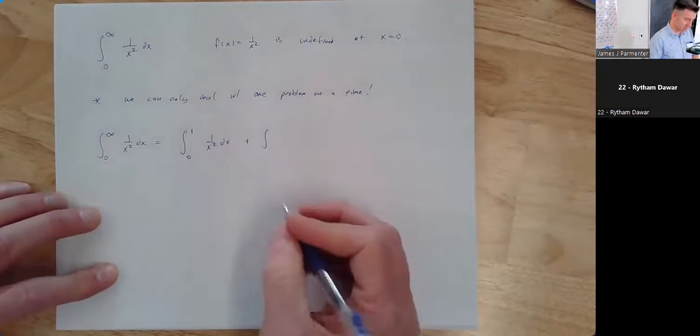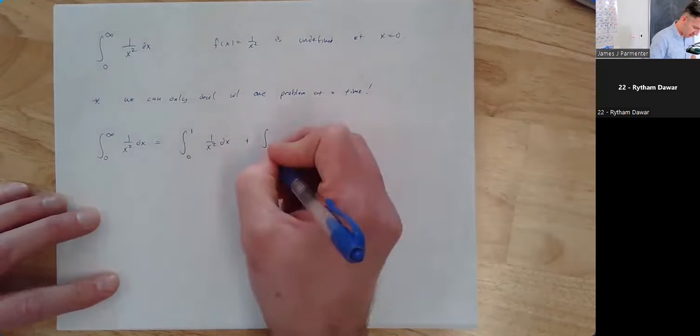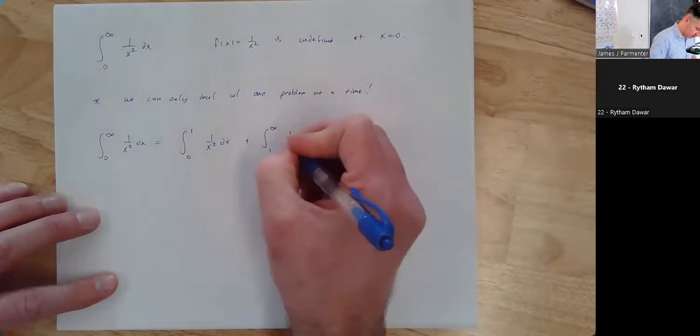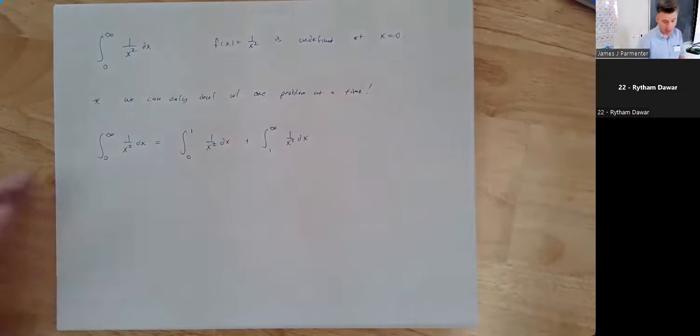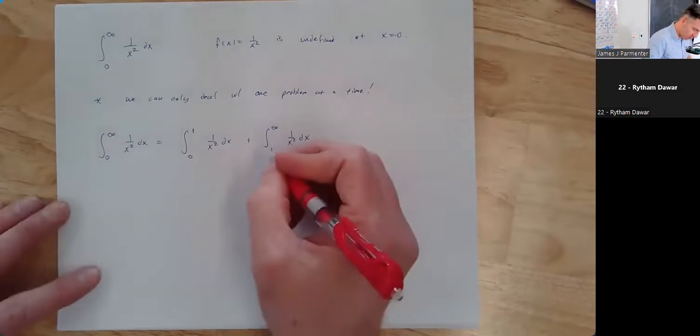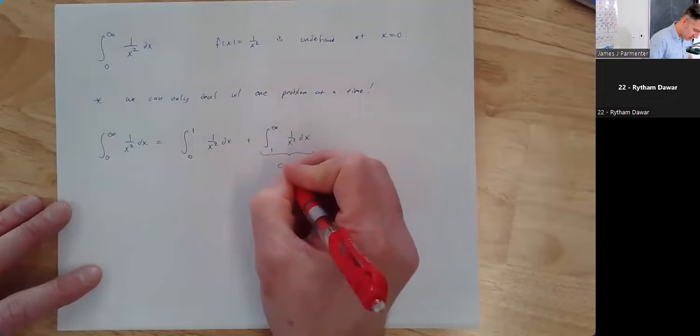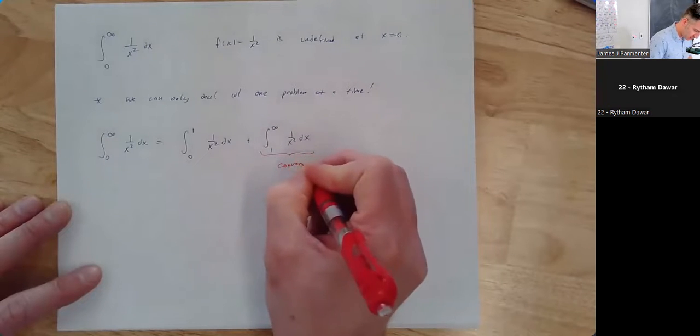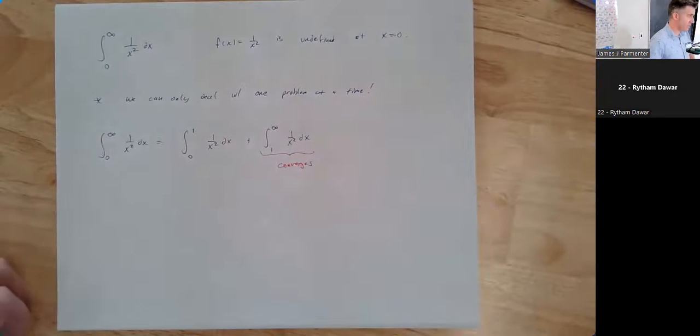So I'm going to write this as the integral from 0 to 1 of 1/x squared dx plus the integral from 1 to infinity of 1/x squared dx. And I will point out from the work we just did, we know that this piece converges. It adds up to 1. The area under that curve is 1. Let's look at this other piece.